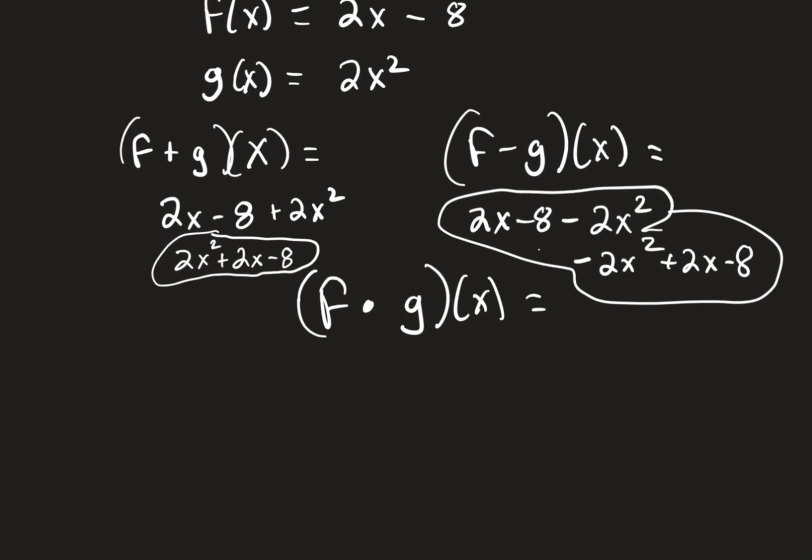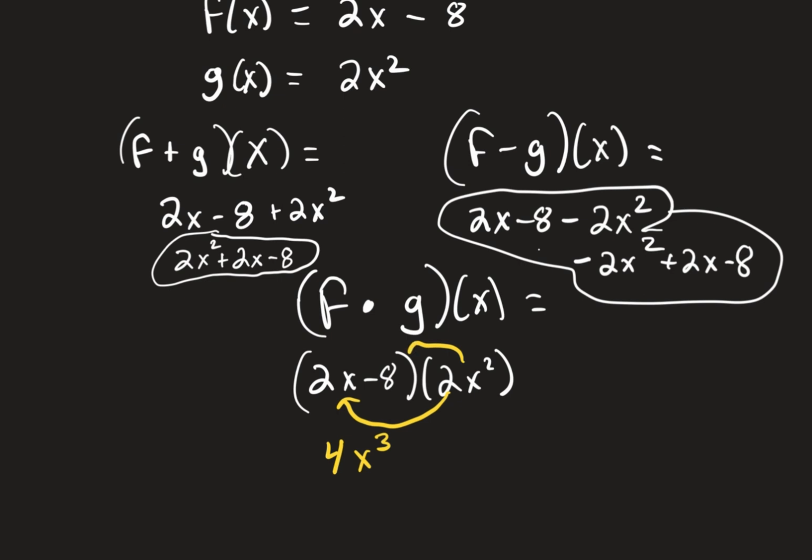And then the last one, f times g of x. So my f function is 2x minus 8. My g function is 2x squared. If you wanted to flip it around because you're used to the 2x squared being out front, nothing wrong with that. We distribute 2x times 2x squared. 2 times 2 is 4. X times x squared is x cubed. So that's 4x cubed. And then 2x times negative 8, negative 16x squared.